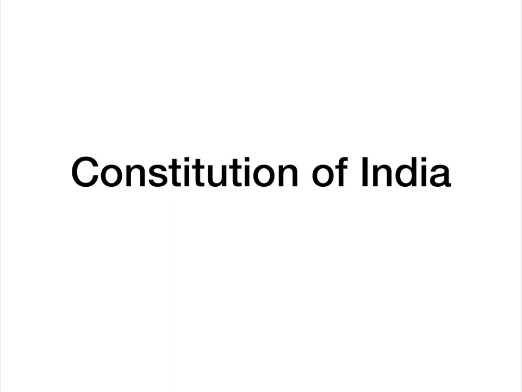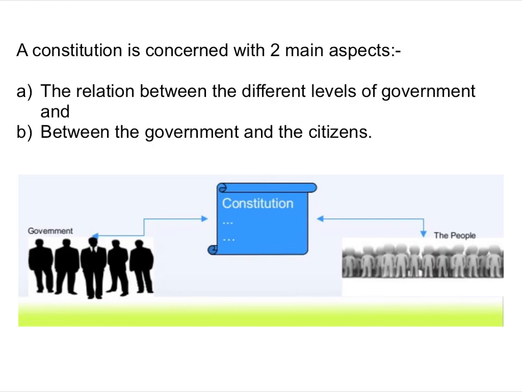Constitution of India. A constitution is concerned with two main aspects: A, the relation between the different levels of government, and B, between the government and the citizens. For the framing of the Constitution of India.